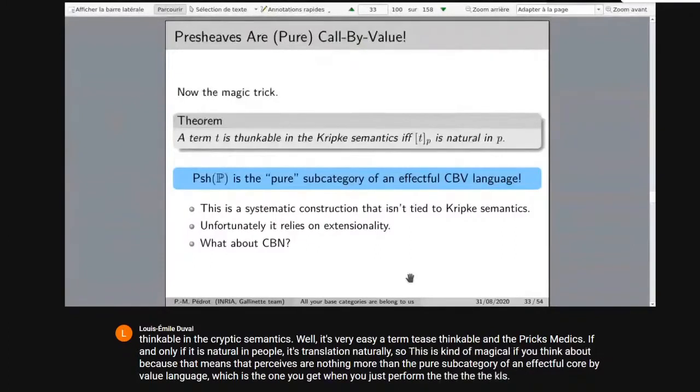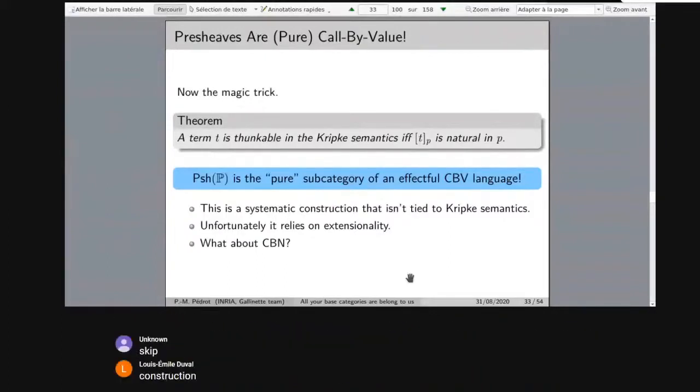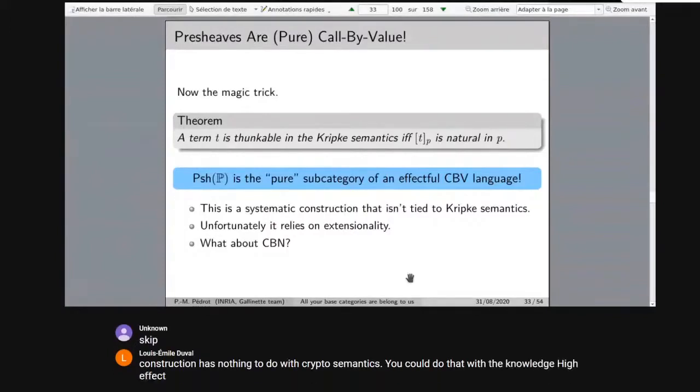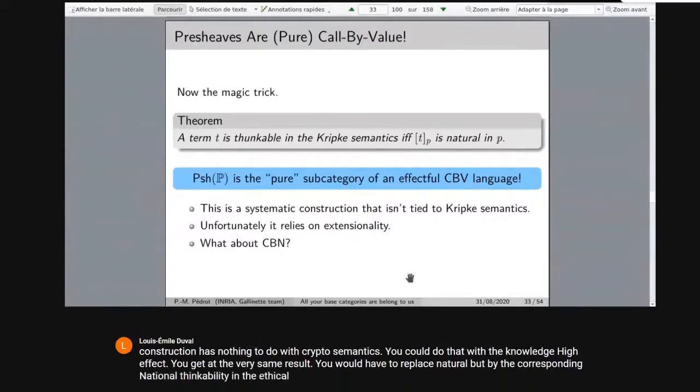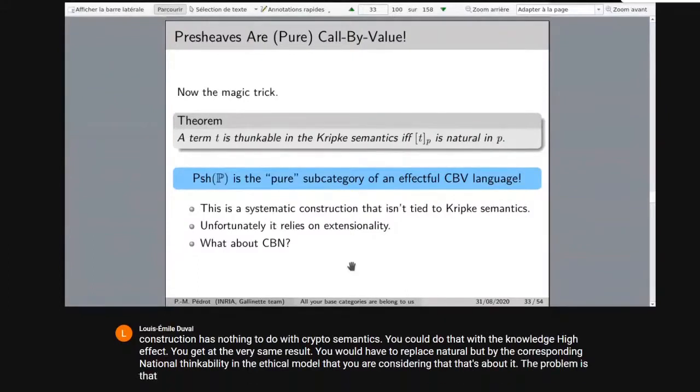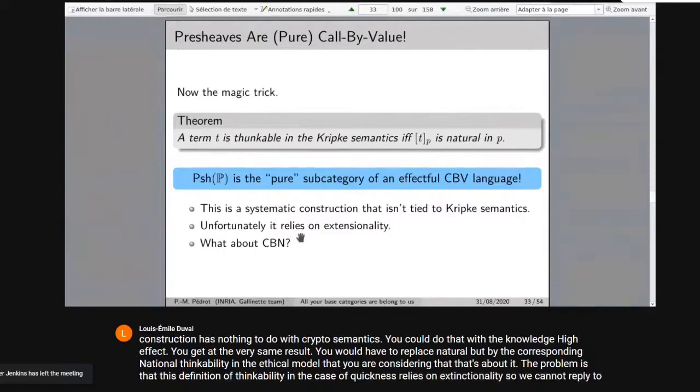In particular, the underlying construction has nothing to do with presheaf semantics. You could do that with an arbitrary effect. You would get the very same result. You would have to replace natural by the corresponding notion of thunkability in the effectful model that you are considering, but that's about it. The problem is that this definition of thunkability in the case of presheaf semantics relies on extensionality, so we cannot apply it to type theory.